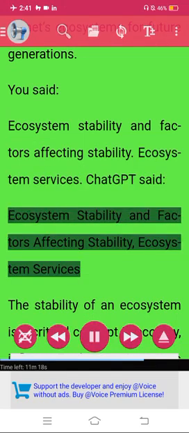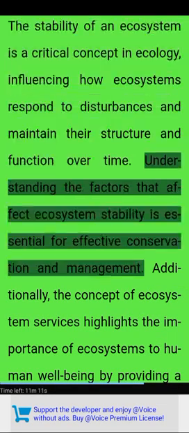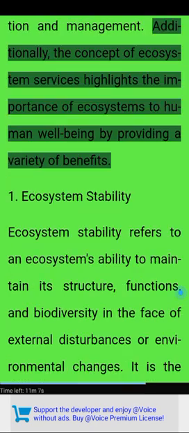Ecosystem stability and factors affecting stability. Ecosystem services. The stability of an ecosystem is a critical concept in ecology, influencing how ecosystems respond to disturbances and maintain their structure and function over time. Understanding the factors that affect ecosystem stability is essential for effective conservation and management. Additionally, the concept of ecosystem services highlights the importance of ecosystems to human well-being by providing a variety of benefits.